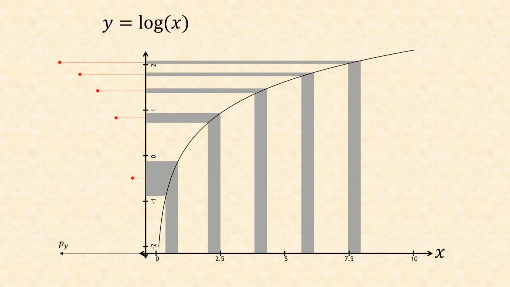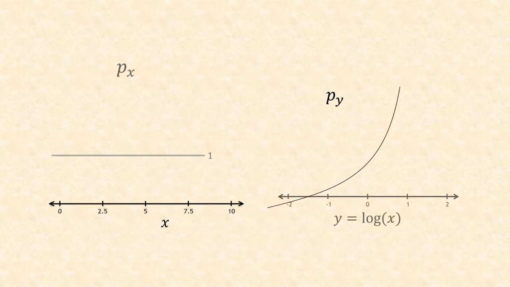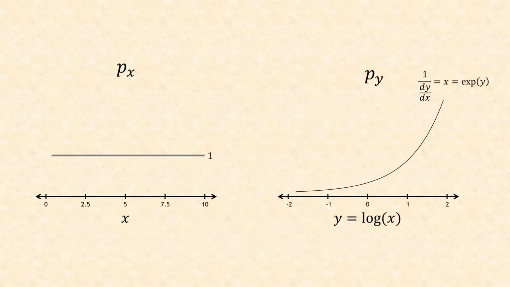Because of the inverse relationship, as x gets larger, the probability density of y goes to infinity, as the slope of log x goes to 0. If we connect the dots with a smooth line, then this line is our probability density of y, which turns out to be e to the power of y.